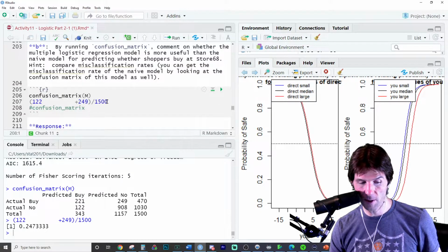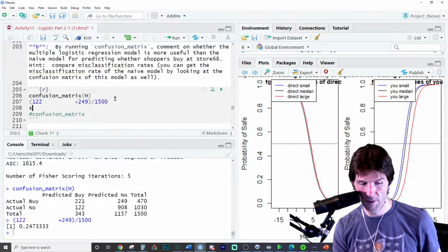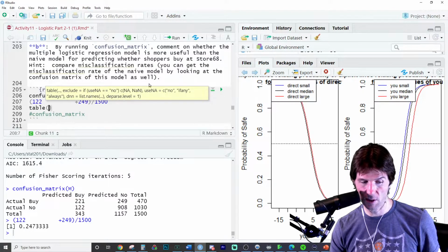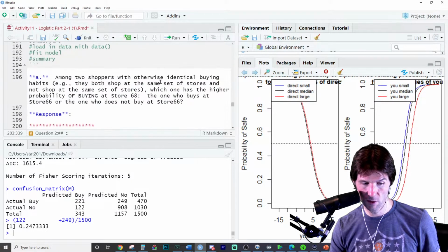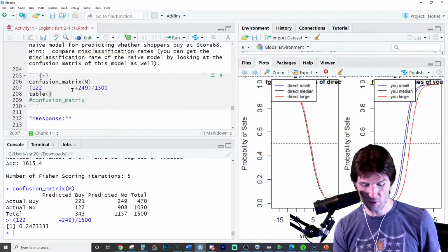But if we were to talk about this in general, we would take the totals. Let's do the naive model here, and we'll do a table. And we're predicting store 60, which one again? Store 68. So a table of store 68 from the EX9.